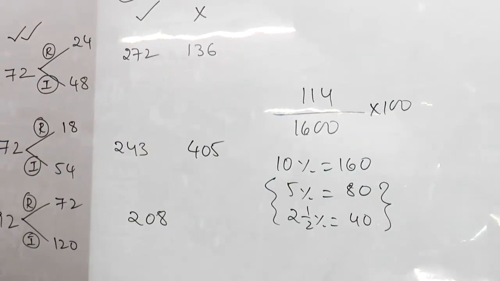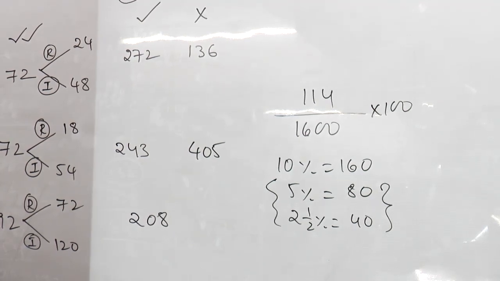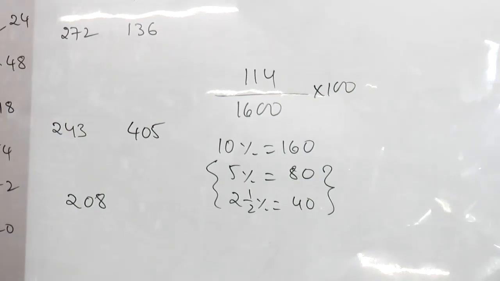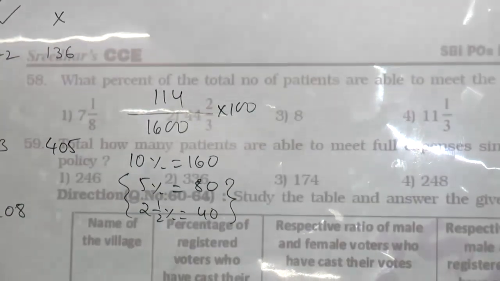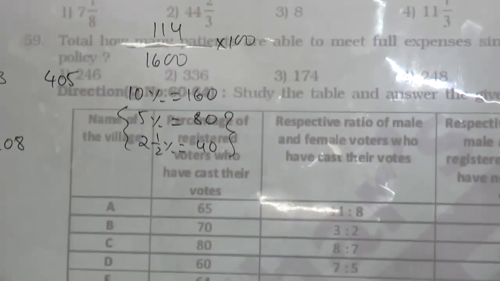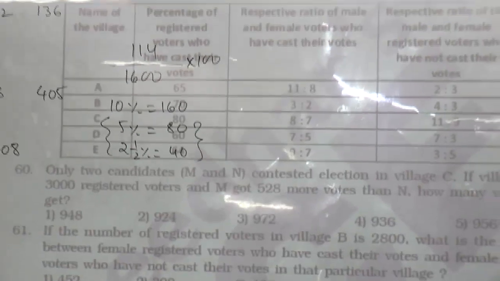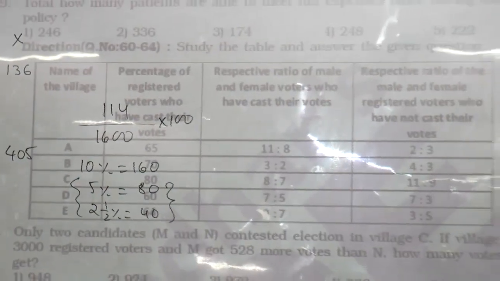59. Total, how many patients are able to meet full expenses since having insurance policy? We have already done it. 222. For the first question, we have already calculated the ratio. Yes or no? So their insured people are 222. Right. 60 to 64.